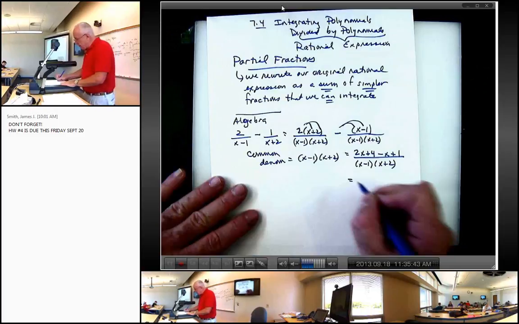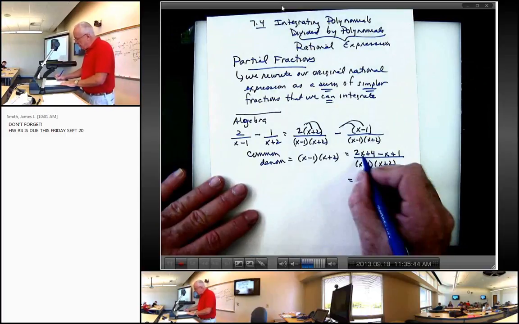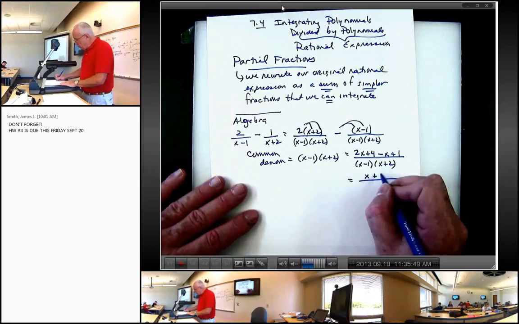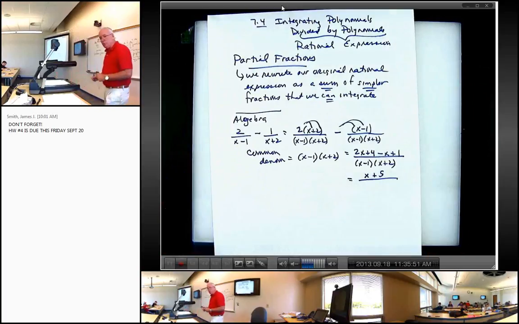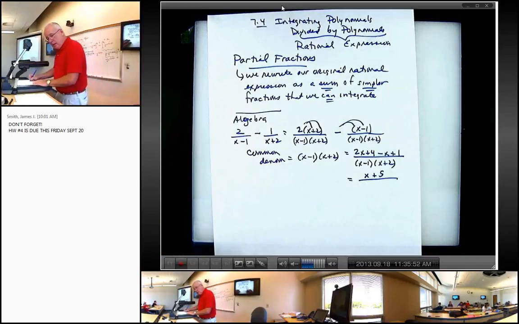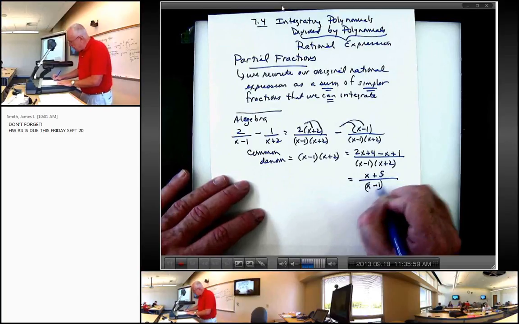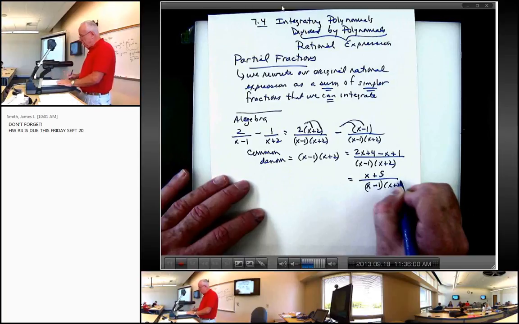So what does that simplify to? Combining terms, I get 2x minus x is x, 4 plus 1 is 5, so my numerator is x plus 5, and my denominator is x minus 1 times x plus 2. All right.